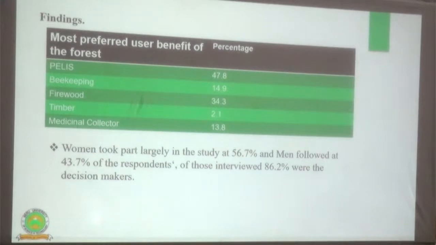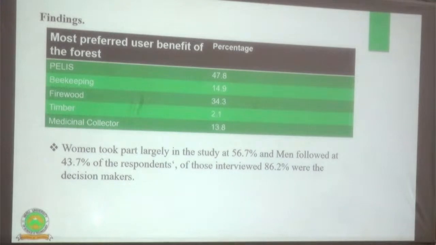When trying to determine the first objective on the most preferred use and benefit of the forest, I found out that PELIS, which is Plantation Establishment and Livelihood Improvement Scheme, whereby you invite the community to plant trees as they grow their food crops, ranked as the most preferred use and benefit, followed by beekeeping, which is an indirect benefit of the trees. Then firewood came, then timber, then medicinal collection was the last.